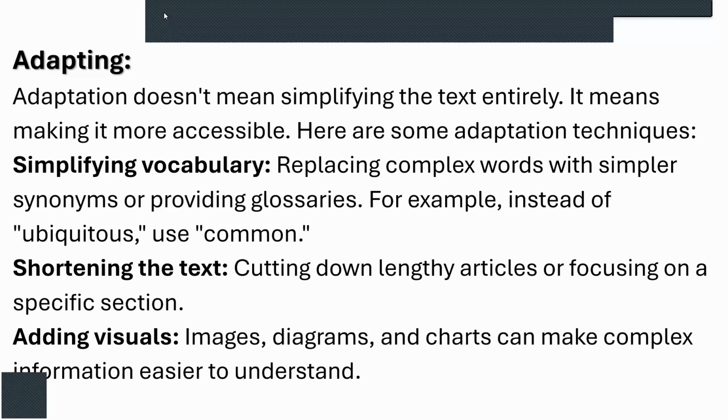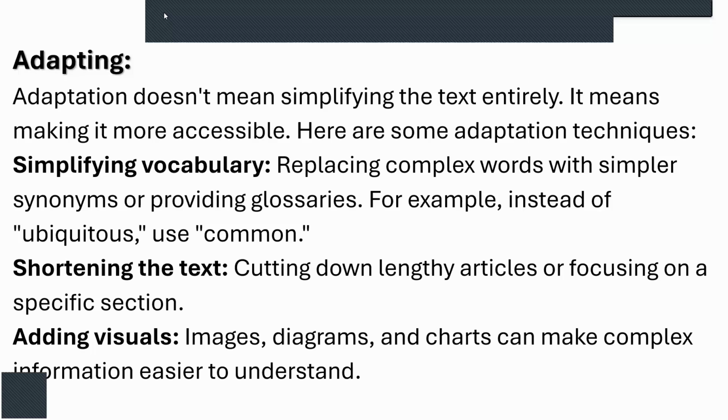Okay, so here there are certain techniques of adaptation. Simplifying vocabulary. So maybe in the article or the paragraph you took, there are very complex words. And you understand these complex words are very tough for my students. So as a teacher, what you can do is actually you can simplify it. So here one word is there, ubiquitous. So that is a very tough word. Instead of that, you can use common. So the students will understand then better.